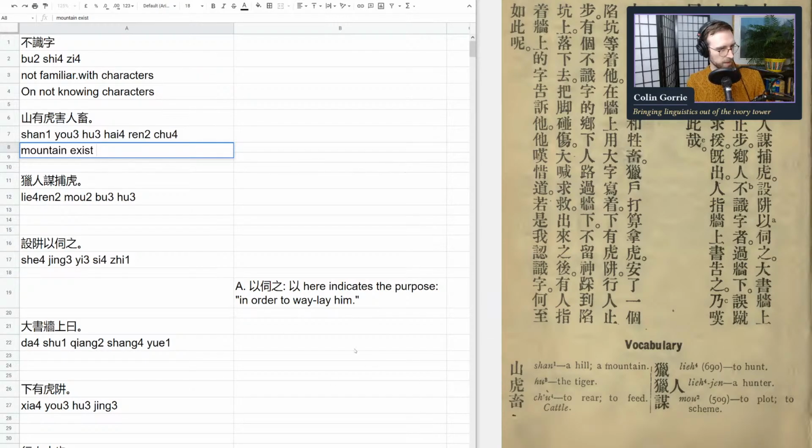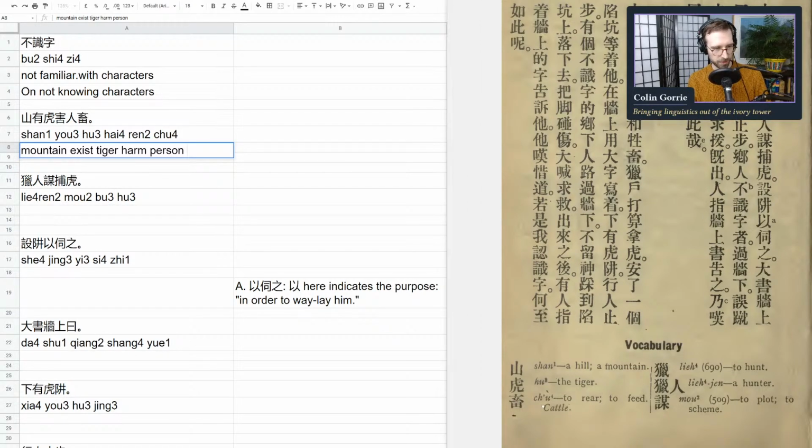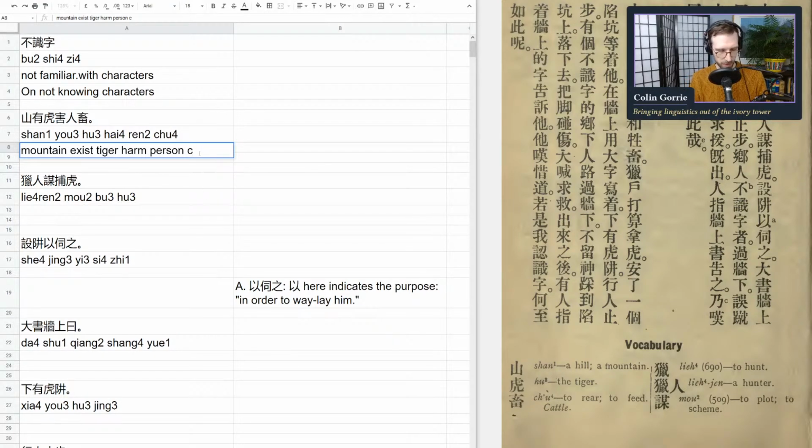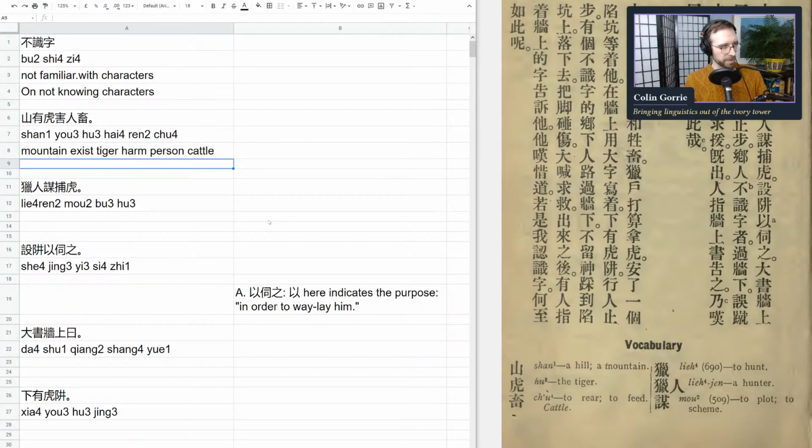So mountain, exist, tiger, hai. We had this in the very first text, I believe. It was harm. Ren, person, and then chu. And chu is going to be translated. Brandt gives us these helpful suggestions when something's italicized. This is the meaning that is intended in this text. So instead of to rear or to feed, we have cattle. Okay, so what are we to make of this?